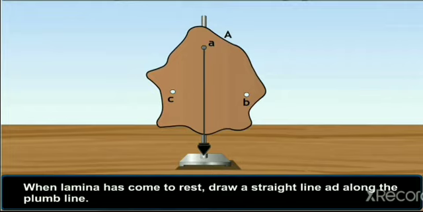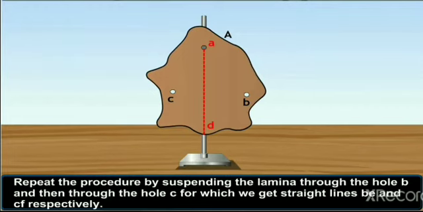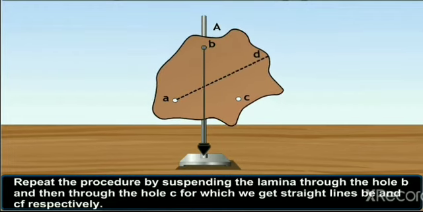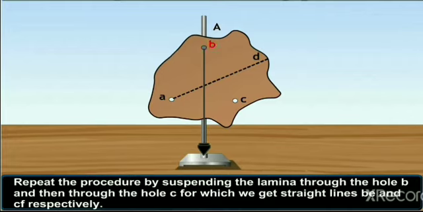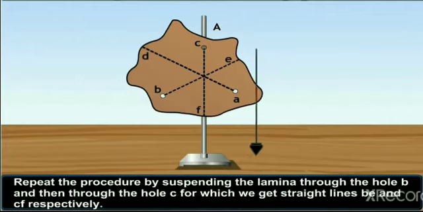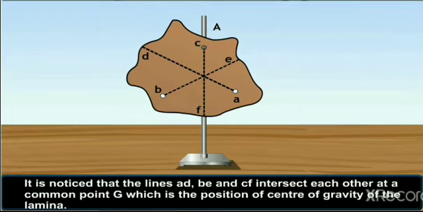When the lamina has come to rest, draw a straight line AD along the plumb line. Repeat the procedure by suspending the lamina through the hole B and then through the hole C, for which we get straight lines BE and CF respectively. It is noticed that the lines AD, BE and CF intersect each other at a common point G, which is the position of the center of gravity of the lamina.